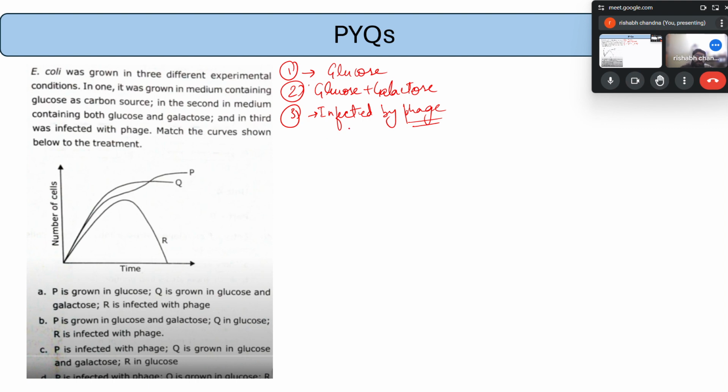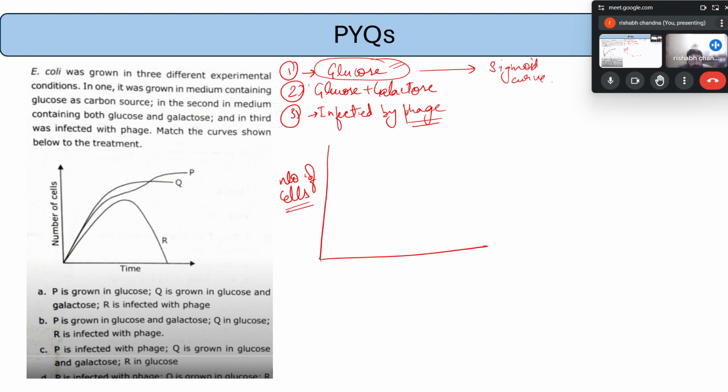Okay, so now we'll see with the first case. Here are the number of cells when it will be grown in a single carbon source. It will follow a sigmoid growth curve. So what will happen? It will have a lag phase followed by an exponential phase, and then it would go to the saturation and decline phase. So this is a typical sigmoid curve that will be followed by most bacteria when grown in a single carbon source.